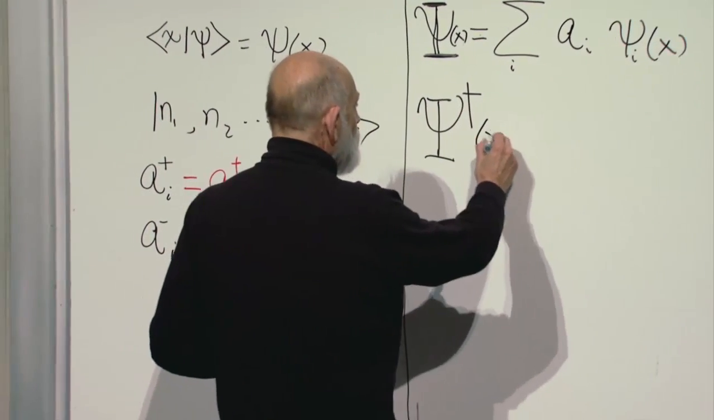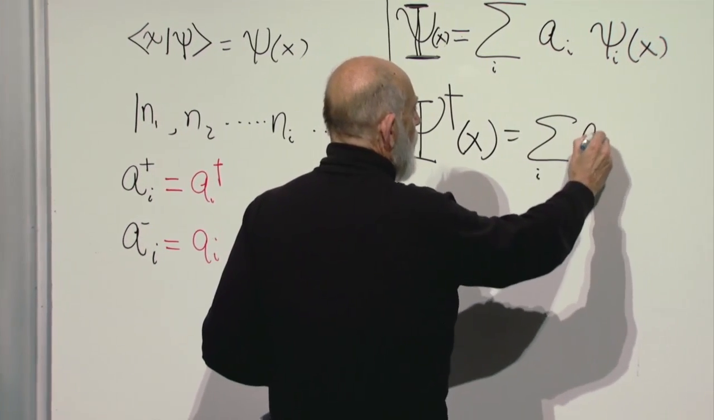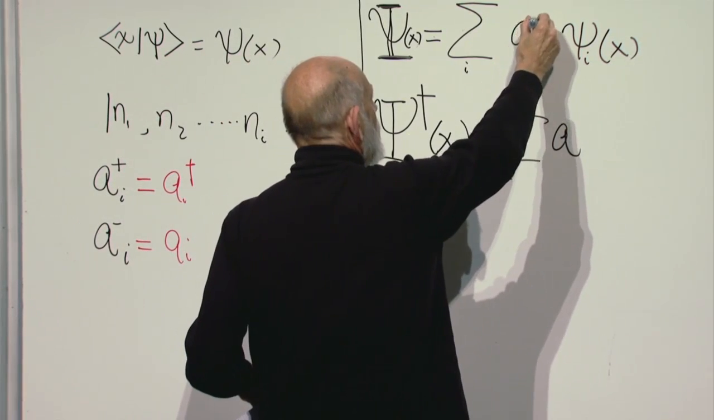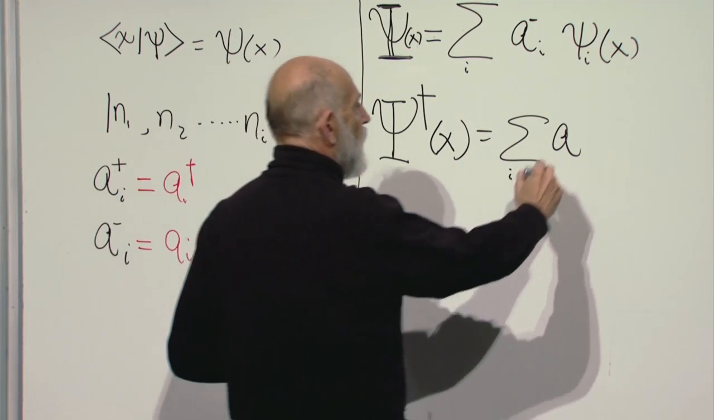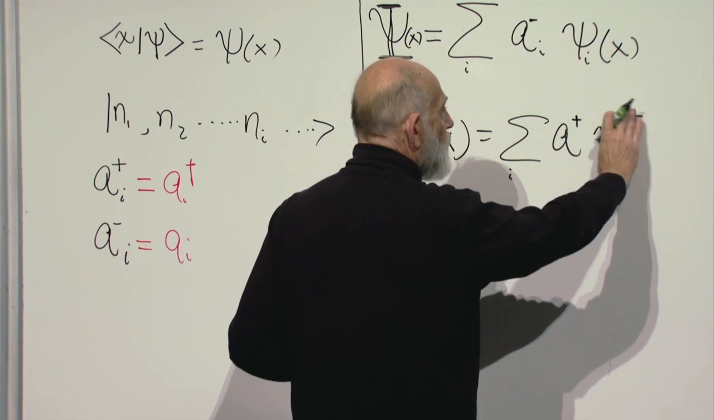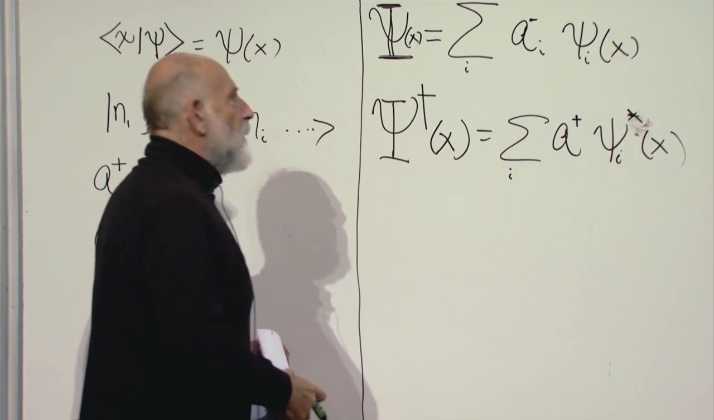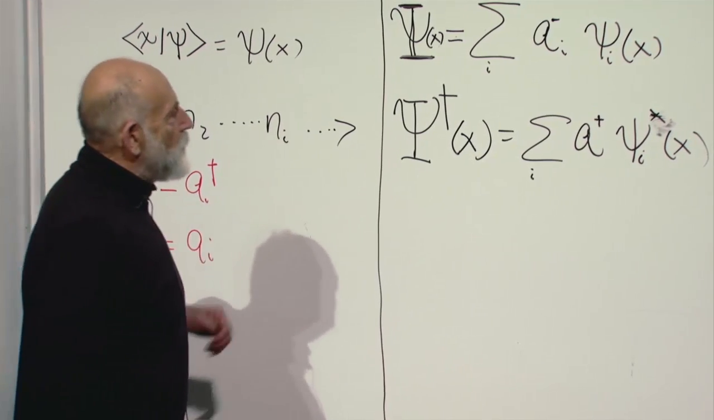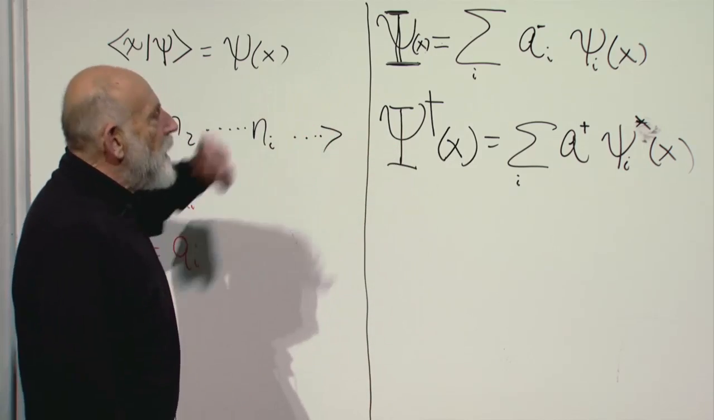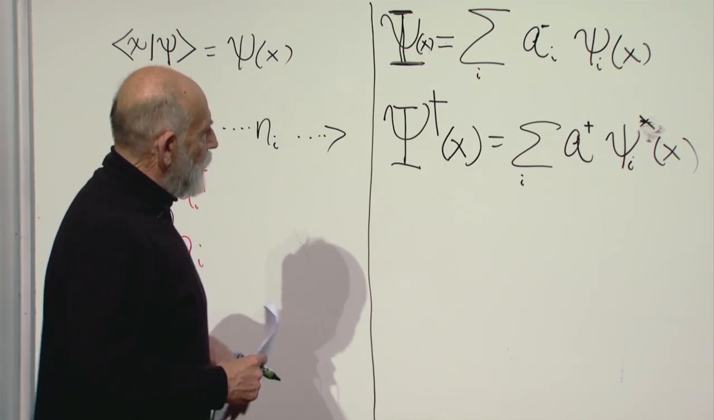Its Hermitian conjugate is the same thing, except with creation operators here. A plus times psi star i of x. Now, it doesn't matter. It's rather weird. There were notations. Some people use a notation where this is called psi star, and some people use the one where this is called psi, and they get all mixed up. These are definitions, and so you can do what you want, but here's the definition we'll use.